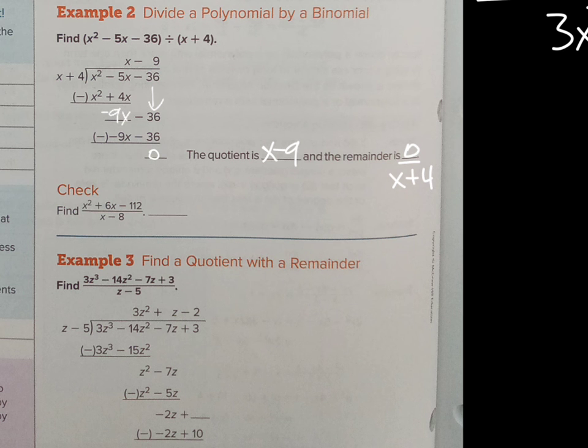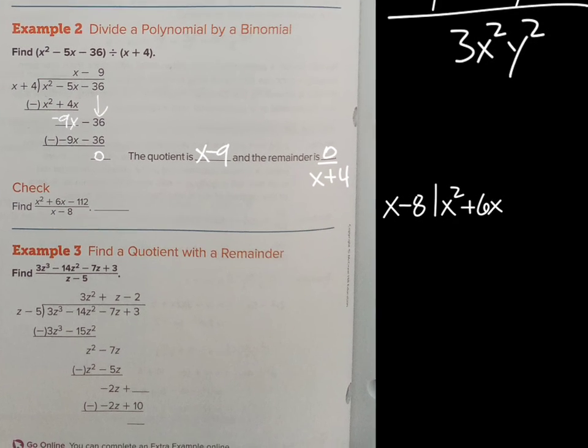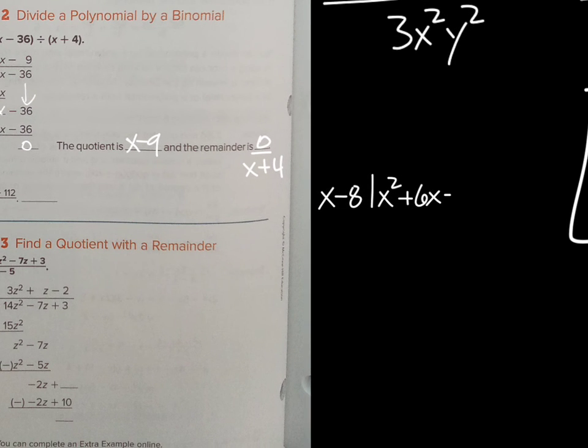So then we can set it up like this. I'm taking the denominator, writing x minus 8, and then I'm going into x squared plus 6x minus 112. All right. So now we're starting the process of division. We're only worried about the first term. So what times x gives you x squared? That would be an x.